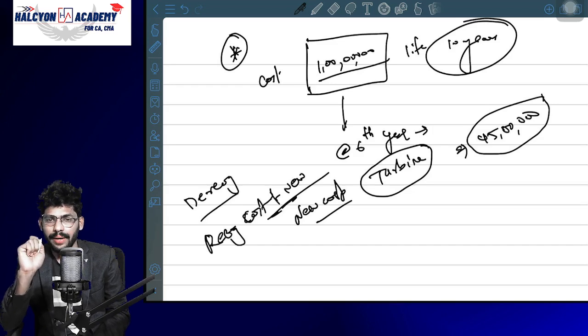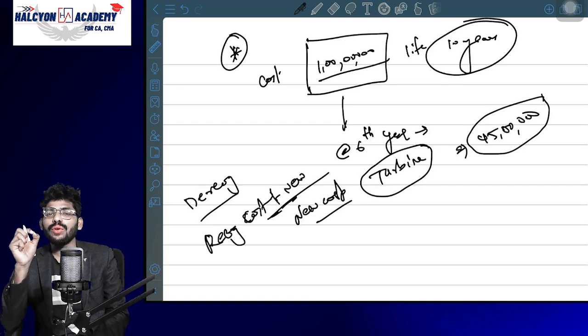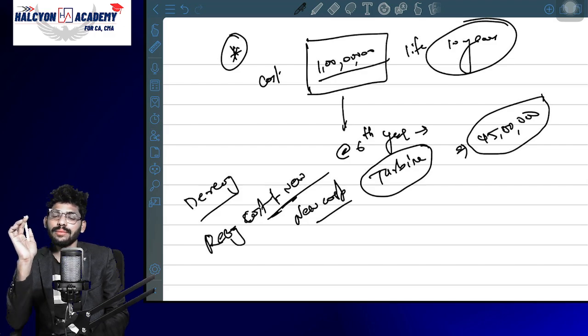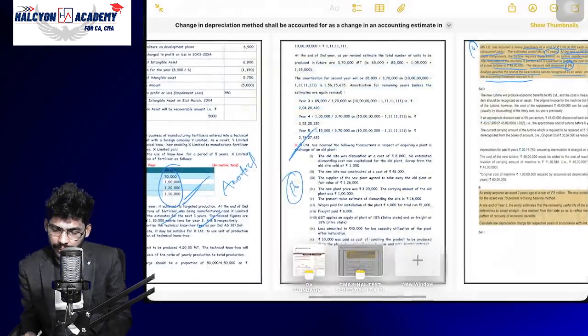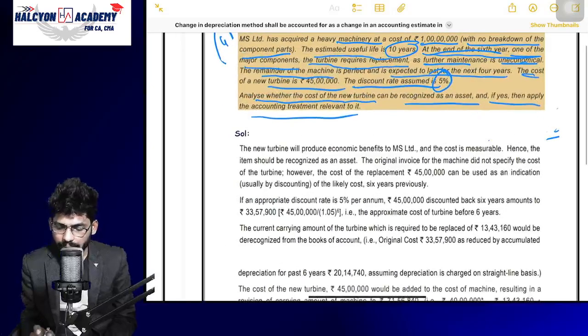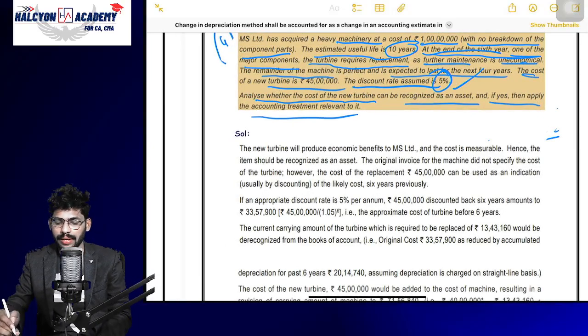You have replaced a turbine, right? Where is the old turbine carrying amount? Is that given in the question or not? Now you need to calculate that. We have a discount rate given in the question, that is 5%. Correct or not? Yes, 5%.